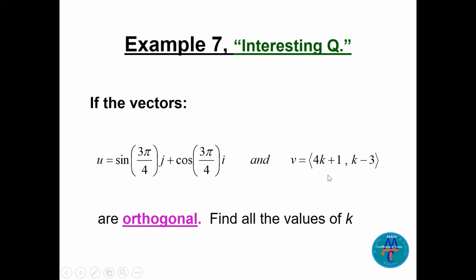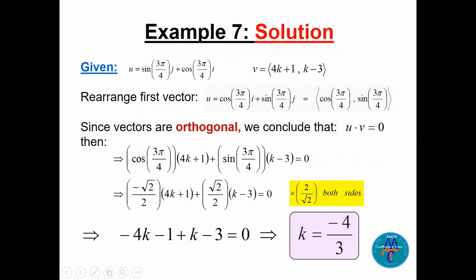I'm telling you in the question that the vectors are orthogonal. Let's find all the values of k. Let's see. So let's rearrange the vector first here. So this is cosine 3 pi over 4 i. We put the i first, and then the j with sine 3 pi over 4. So this is the vector u. Vector v is given there.